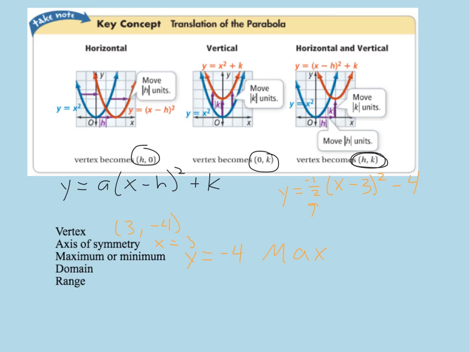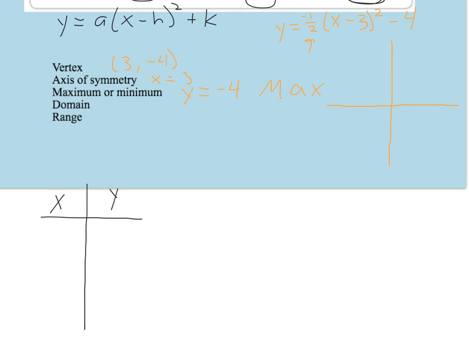My domain and range now. Domain is always what values x can be. Range is always what values y can be. So I'm going to sketch a graph over to the right. But before I sketch my graph, I want to make sure that I have points that are correct. My vertex is at (3, negative 4).